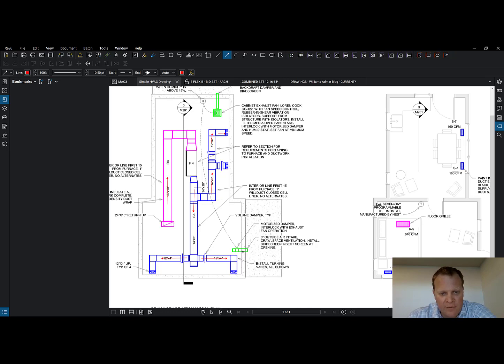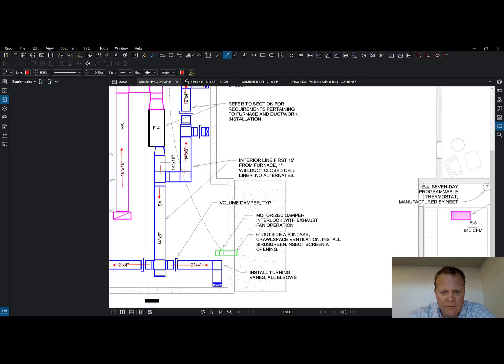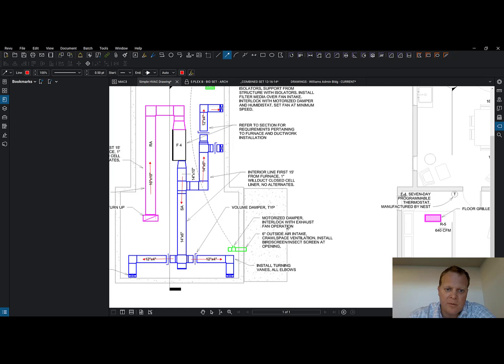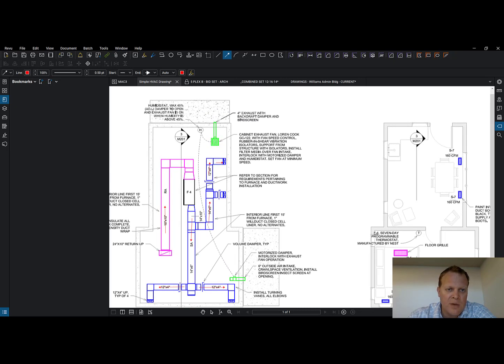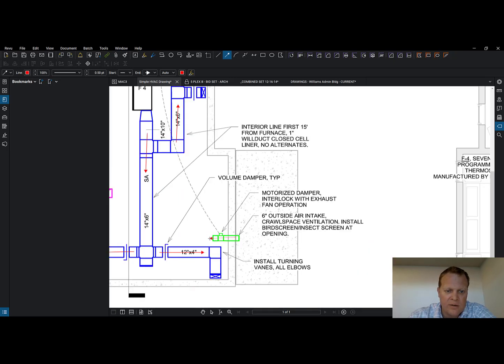But the reality is a lot of folks miss these right here. Outside air intake, crawl space ventilation, install bird screen and insect screen opening, motorized damper, interlock with exhaust fan operation. Well, what are they? Look at this little thing right here, that little dashed line. That's saying that right there, the humidistat is monitoring the humidity in the crawl space, and that's an exhaust fan, so that's going that way. Exhaust, and then the outside air is going this way.